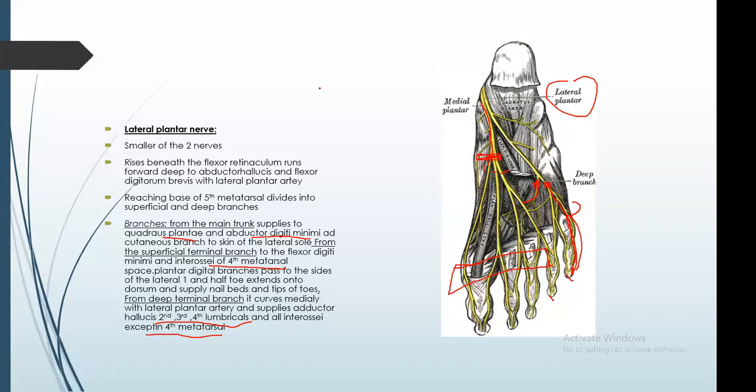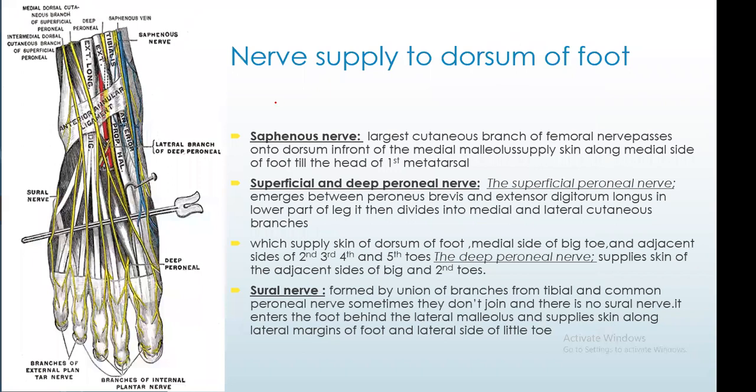To the dorsum of the foot, the nerves, which are the saphenous nerve, which is the largest cutaneous branch of the femoral nerve, passes onto the dorsum in front of the medial malleolus. This is the saphenous nerve, supplying the medial side of the foot. This medial side of the foot till the head of the first metatarsal.